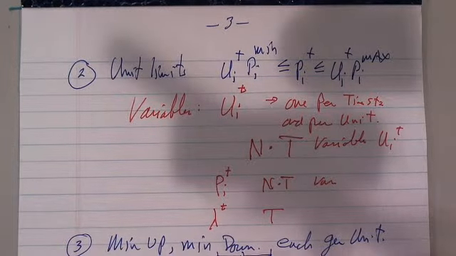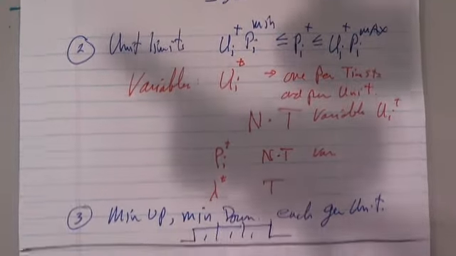Now, the next constraint is to get into our objective function. This one we're not going to come back to. The objective. Okay.